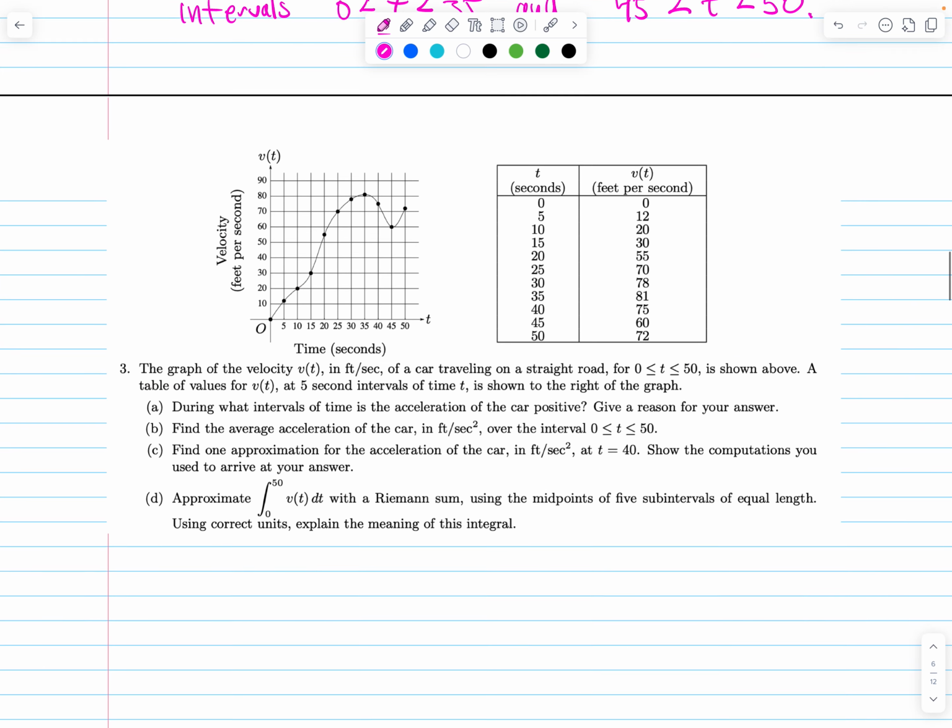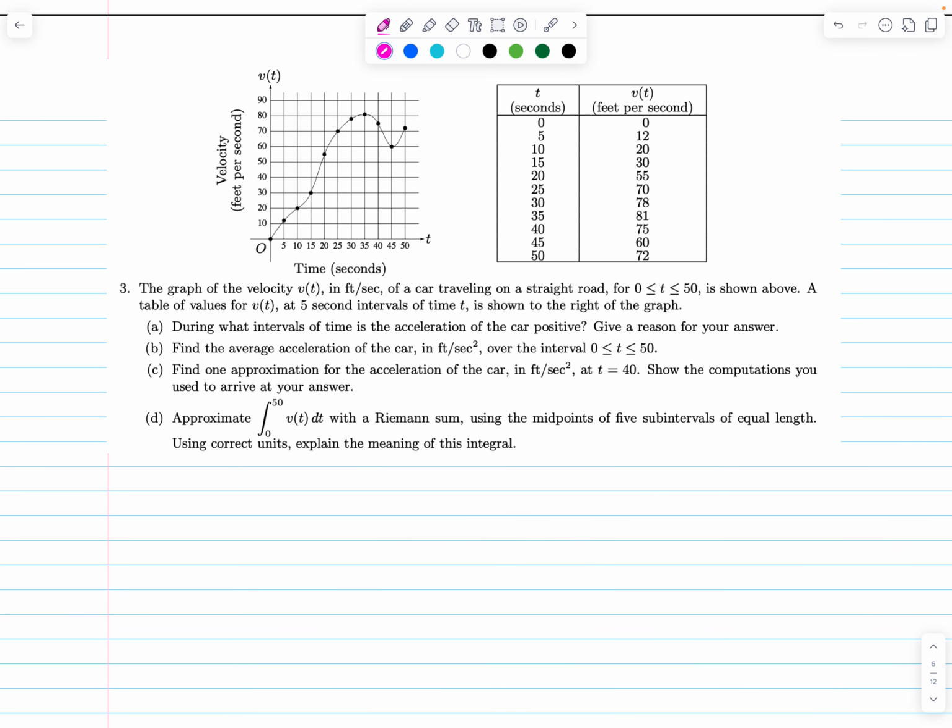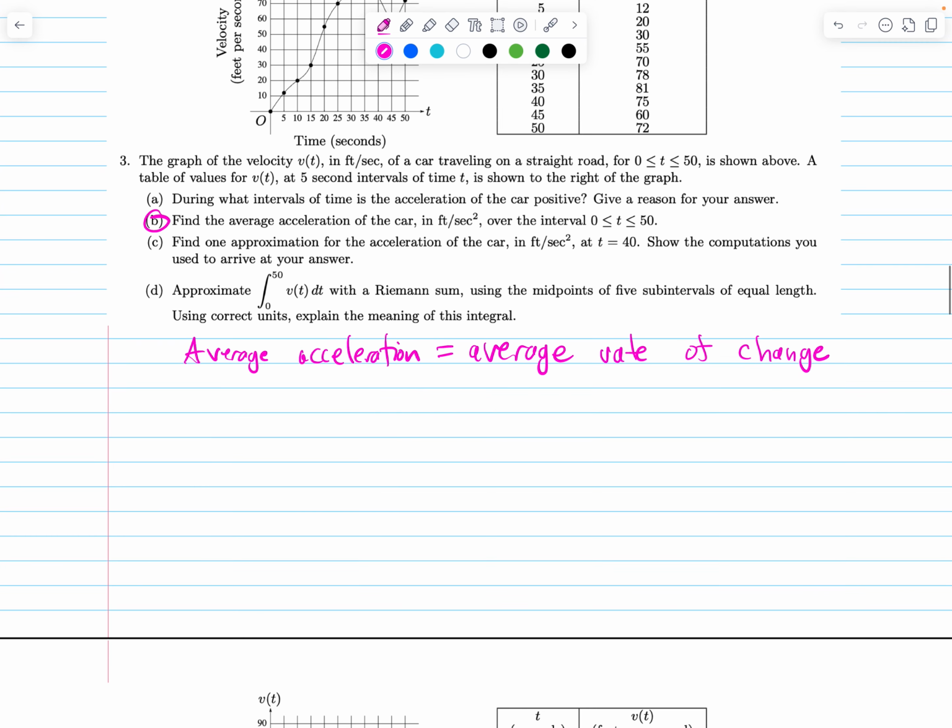Okay, let's go on to part B. For part B, find the average acceleration of the car in feet per second squared over the interval 0 to t to 50. Okay. When they say average acceleration, in terms of graphs in general, they mean average rate of change. An average rate of change is just slope.